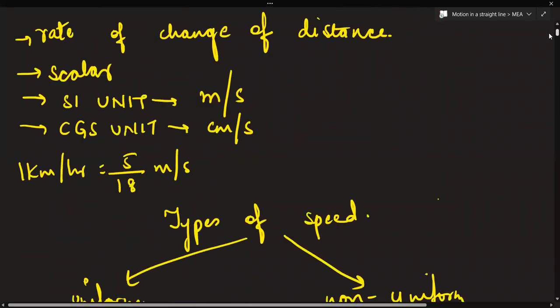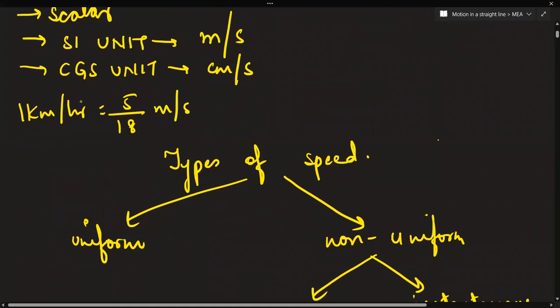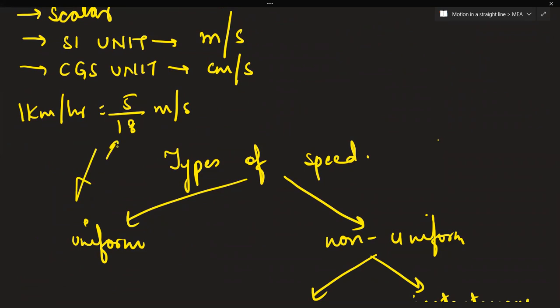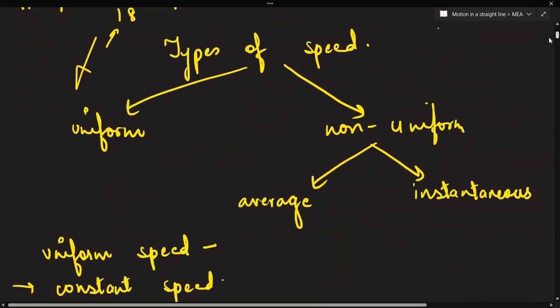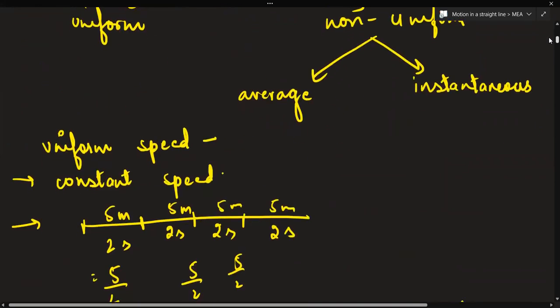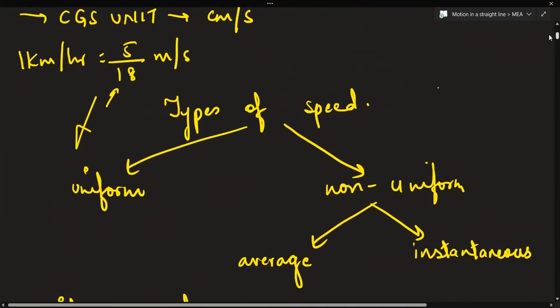So the speed is this. Only one more thing: many quantities are given in kilometer per hour. So convert it into meter per second by simply multiplying by 5/18. Now types of speed, this is important. You get two types of speed, uniform and non-uniform. Among non-uniform you also have average and instantaneous.